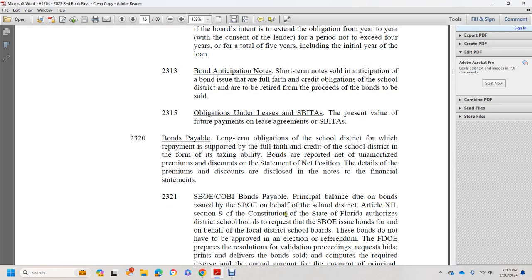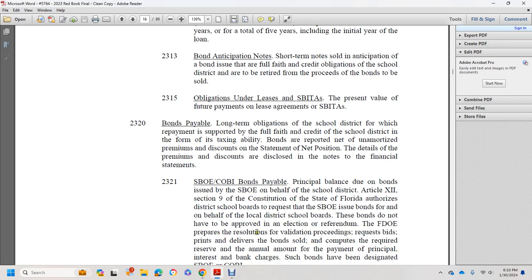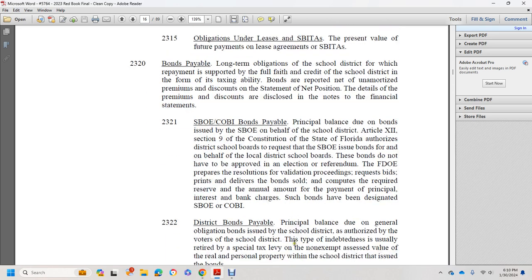Article 12, section 9 of the Constitution of the State of Florida authorizes the district school board to request the State Board of Education to issue the bonds on behalf of the local school district school boards. The bonds do not have to be approved by an election referendum. The Florida Department of Education prepares the resolution, validation proceedings, requisite bids and prints deliverable bonds sold with the company for the required reserve of the annual amount with the payment of principal, interest, and bank charges of the bonds, designated as State Board of Education capital outlay bond issuance.